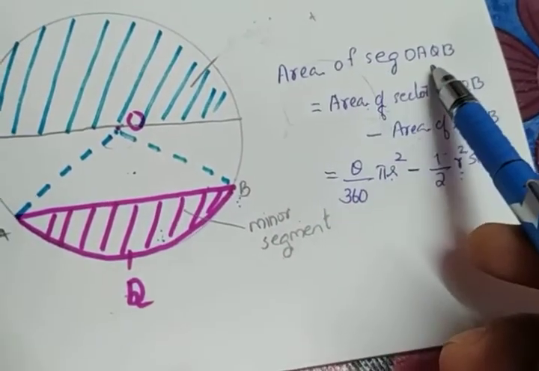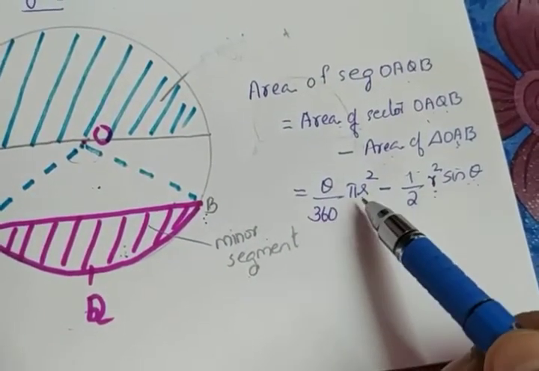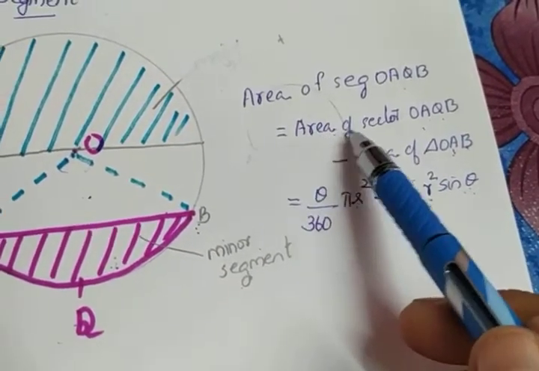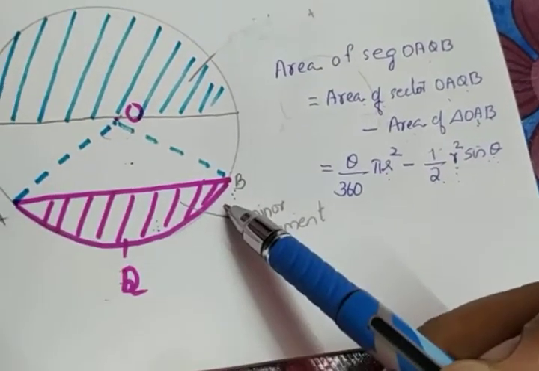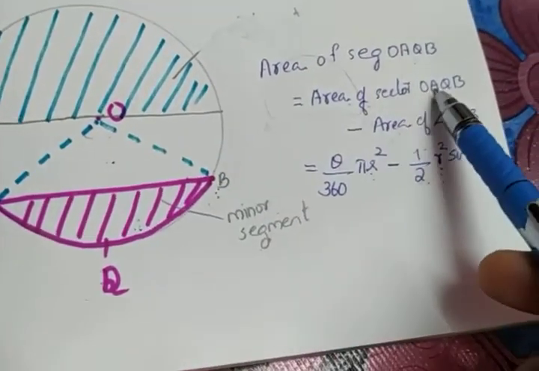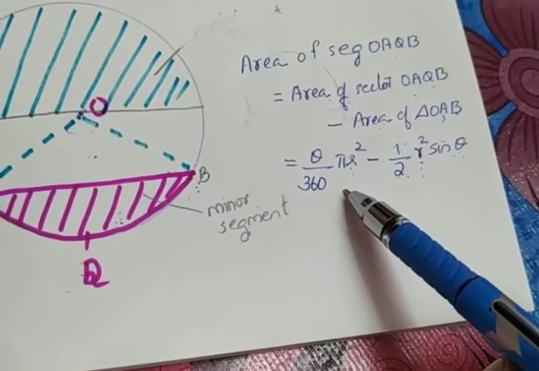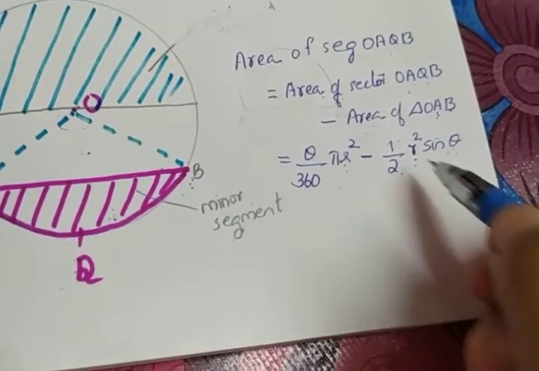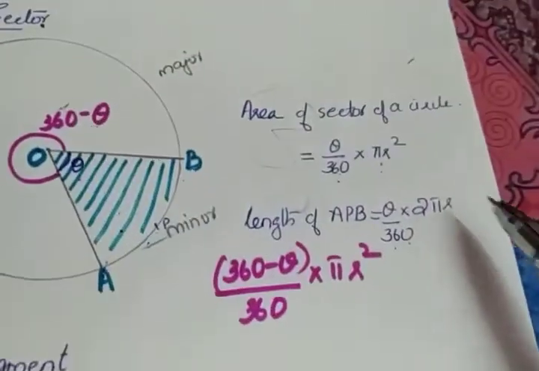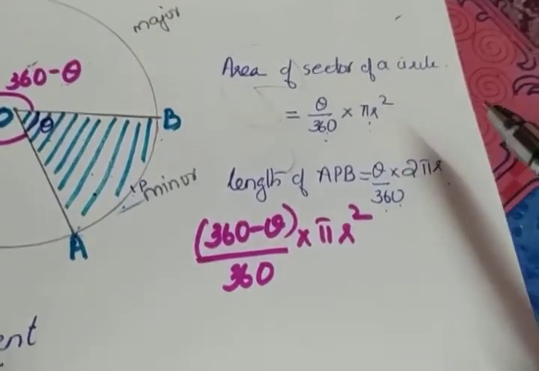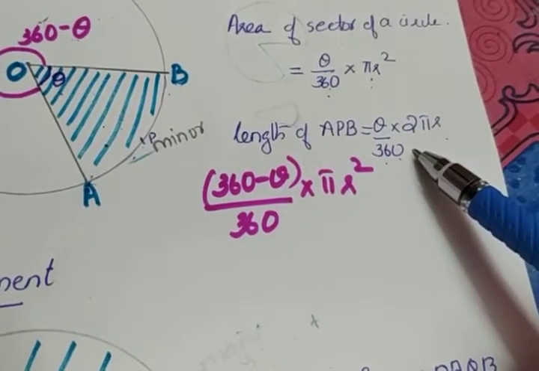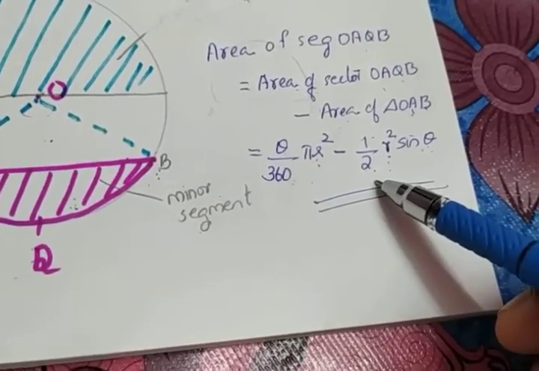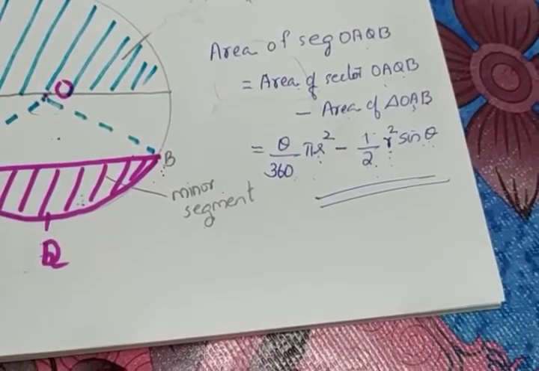So to find area of the segment, the formula is theta by 360 into pi r square minus half r square sine theta. The original formula is area of sector OAQB minus area of triangle OAB. From there, we come to the conclusion of the formula, theta by 360 into pi r square minus half r square sine theta. So we will be applying these formulas. Area of sector is theta by 360 into pi r square. Length of the arc is theta by 360 into 2 pi r. And area of segment is theta by 360 into pi r square minus half r square sine theta. These are the only formulas in this chapter.